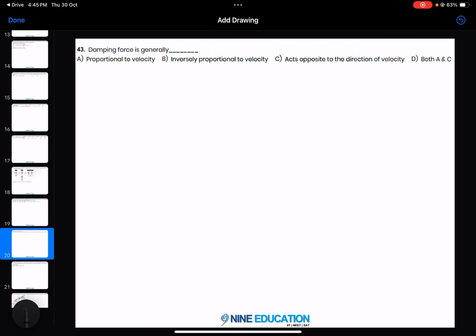Yeah, 43 is a theoretical question. For example, you have air drag, so the relation will be given by minus some constant into v. Force is proportional to velocity, and this minus sign here stands for opposite direction. So it acts in the opposite direction, proportional to velocity, which will give us option D.